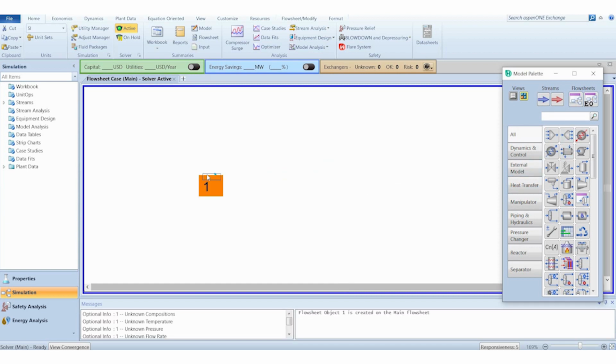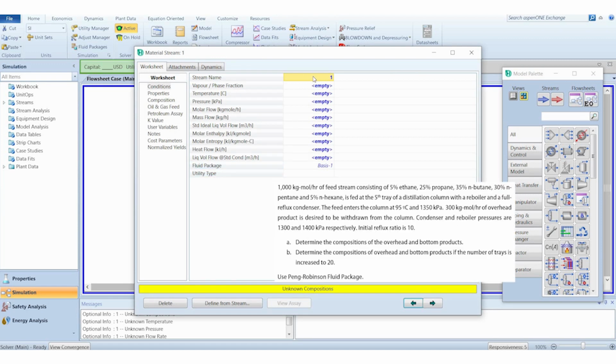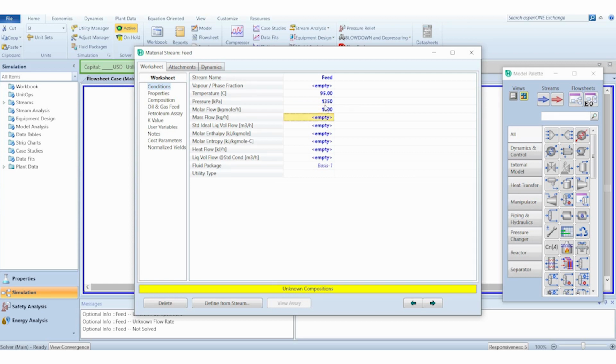Now we define the flow and the thermodynamic characteristics of our feed. Let's rename our feed stream as feed. The feed temperature is at 95 degrees Celsius and a pressure of 1350 kilopascal. Feed flow rate is at 1000 kg/mol per hour.